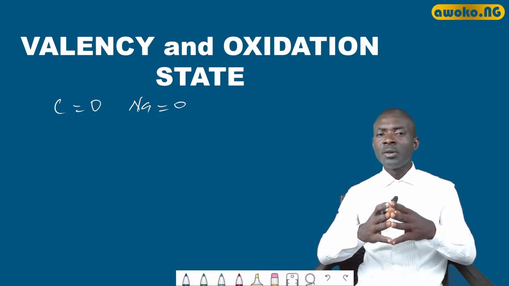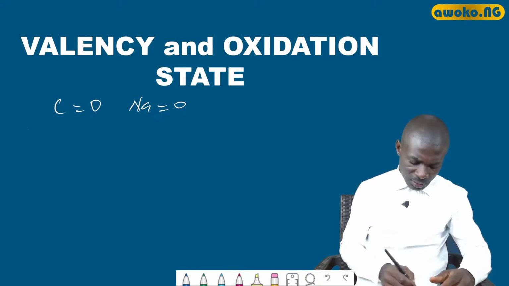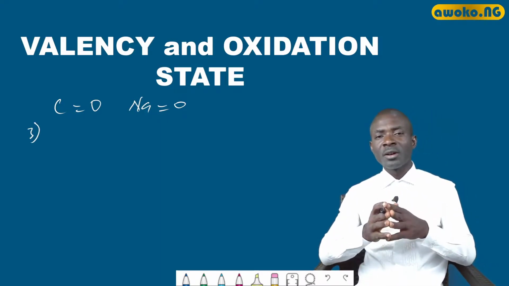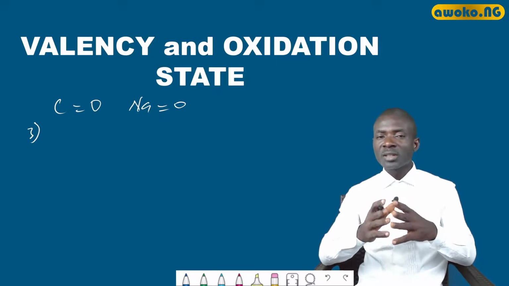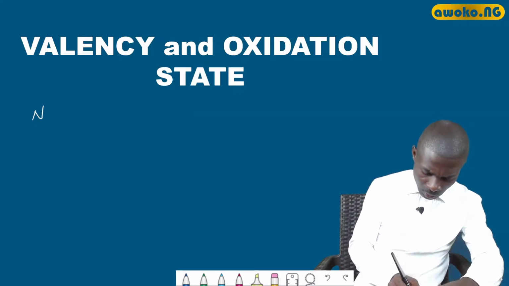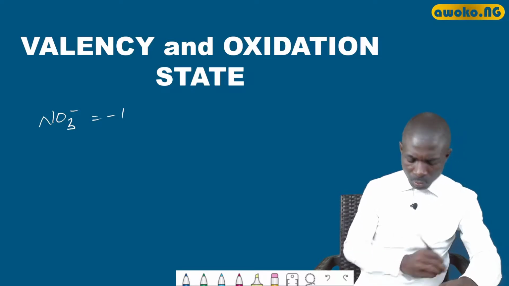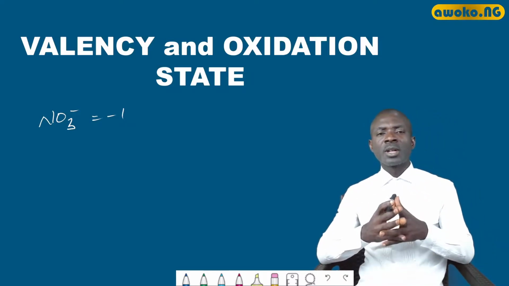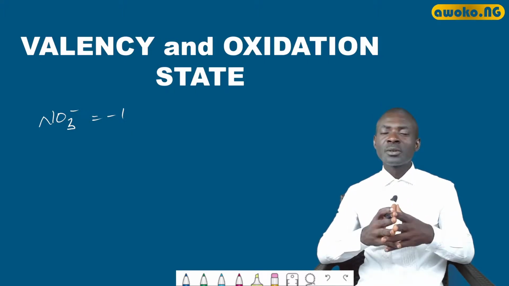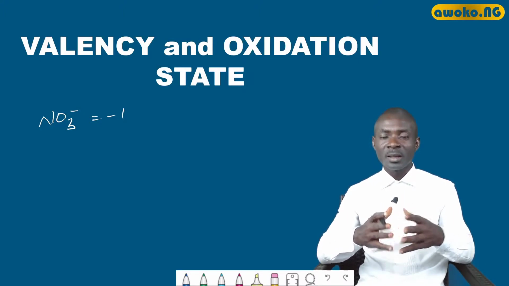Let's talk about rule number 3. The sum of oxidation states of an ion is equal to the charge on the ion. Let's assume we have an ion as NO3-, which is trioxonitrate 5 ion. How do you calculate and get the number 5? Of course, the 5 is normally written in parentheses or in Roman numerals.